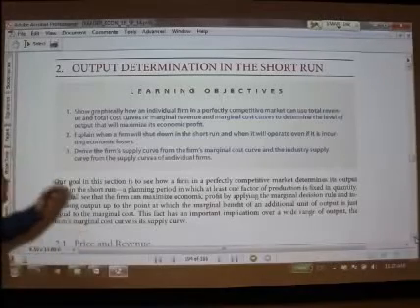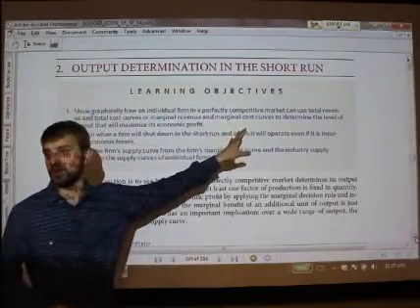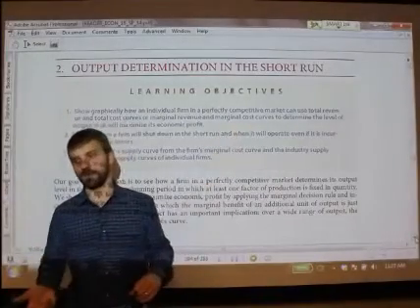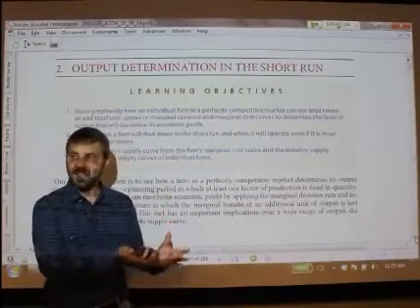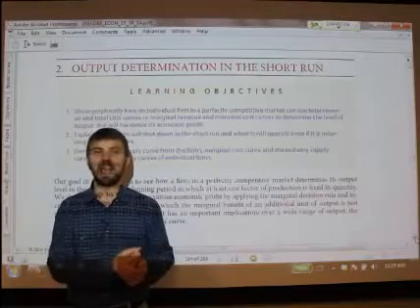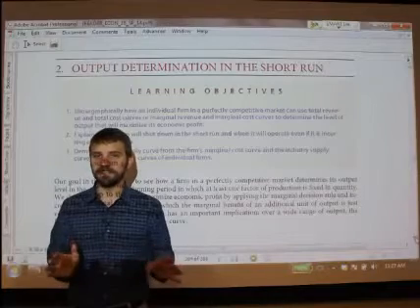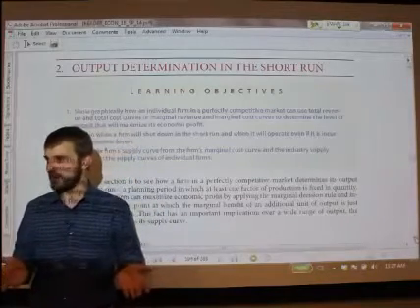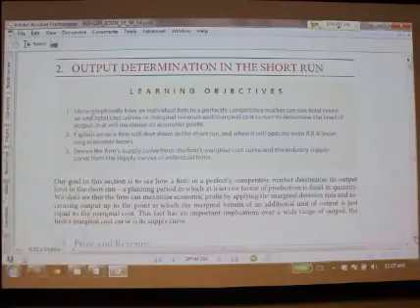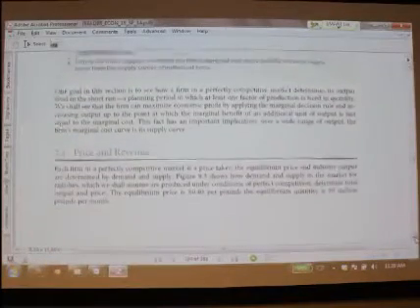Chapter 9, Section 2 considers output determination in the short run. The next section is going to look at output determination in the long run. By focusing on output determination, we're focusing on the decisions of firms, namely how much should they produce. We don't even need to consider how much should they charge, right? Because they're price takers. They have no control over how much they charge, but they do have control over how much they produce. And so that's the topic that's going to concern us now.